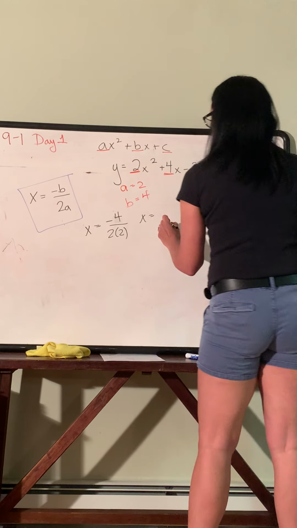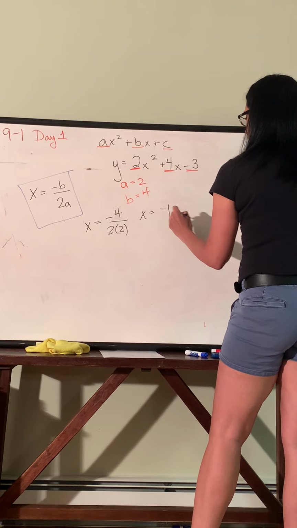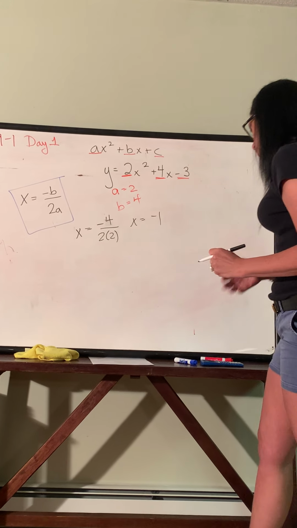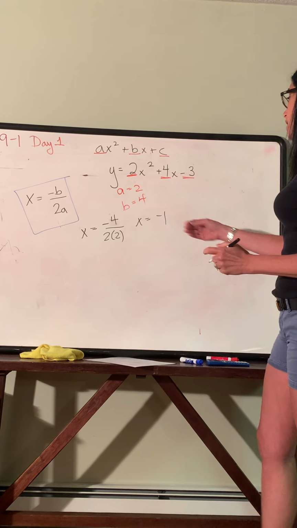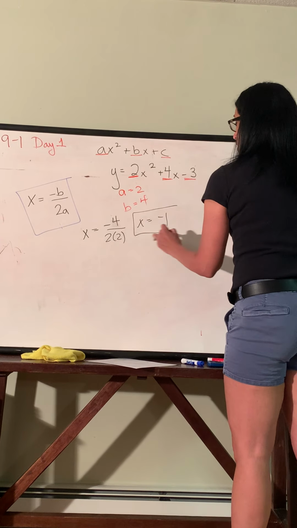So x equals -1. This is it. That's my equation for the axis of symmetry: x equals -1.